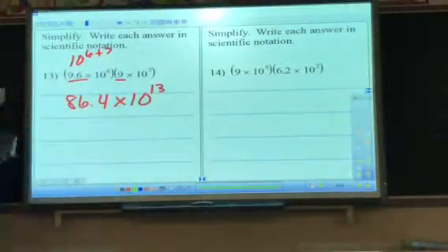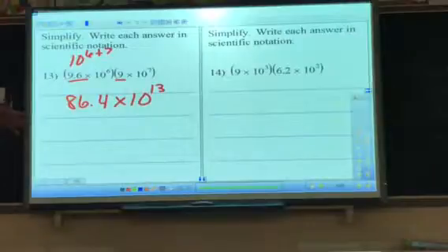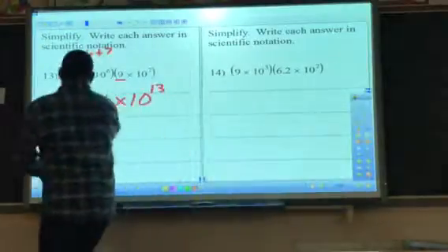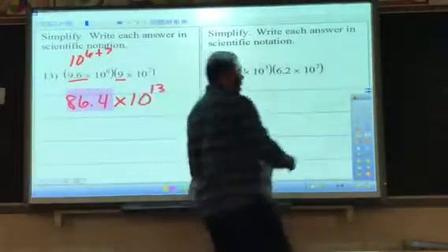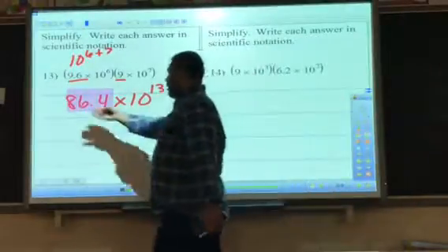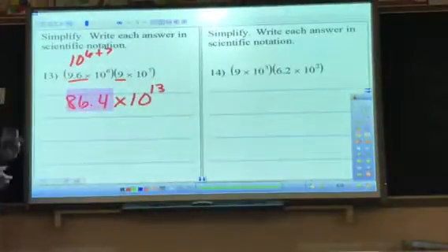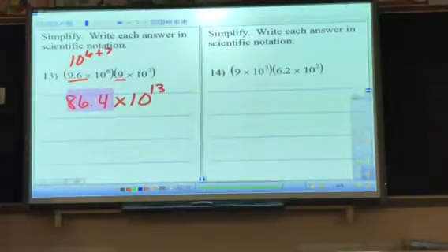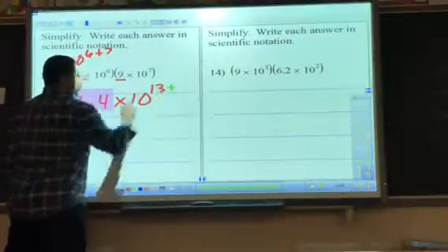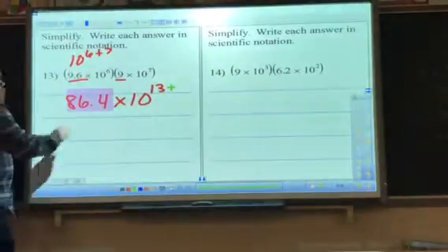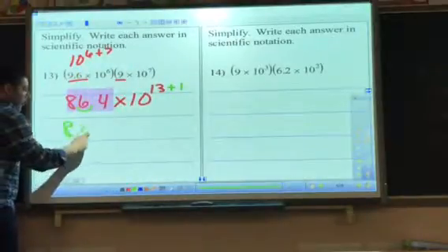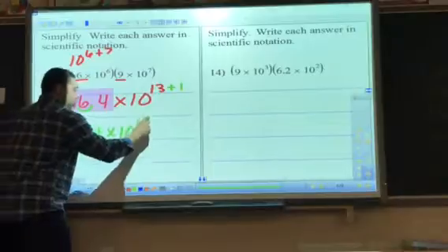And then we have what I'll say is the Goldilocks rule. Is it too big? Is it too little? Or is it just right? When I look at this number in front, it is too big. That's 86. It needs to be 1 through 9. So, since that's too big, big numbers get positive exponents. So I'm going to have to add some exponents to it. Move one space, add one exponent. So this becomes 8.64 times 10 to the 14th.